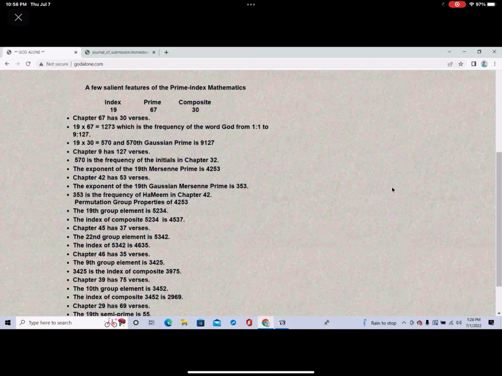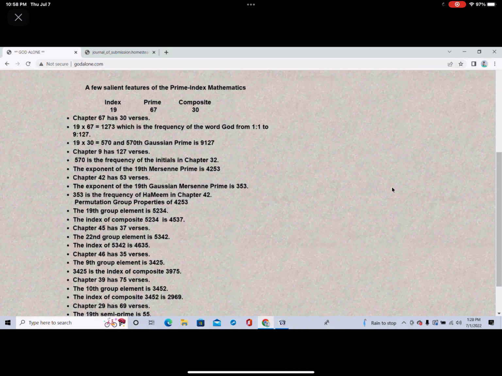eternal. By 2007, we figured out that 19 times 67 is 1273, which is the frequency of the word God from 1 to 9127. 19 times 30 is 570, and 570 is a Gaussian prime. We figured this out about 8 years ago or so, when we started understanding Gaussian primes.